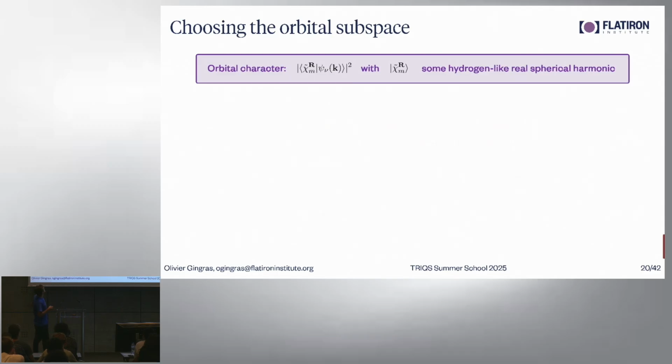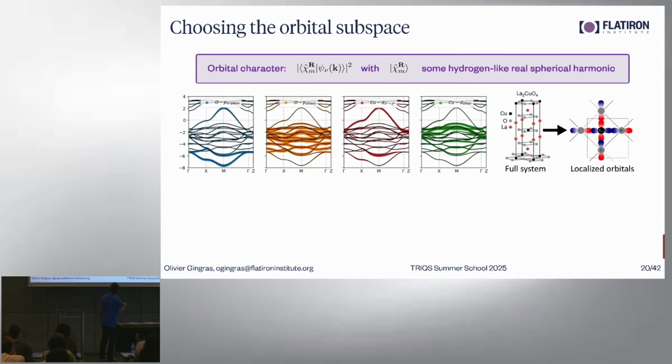When you need to choose the orbitals, you want to know what's active at the Fermi level. One very useful tool is looking at orbital character. All DFT codes have this feature, where they use hydrogen-like real spherical harmonics to look at the orbital character of their bands. You can compute the overlap of this constructed trial orbital onto the Bloch eigenvectors and plot the amplitude of these overlaps, and you get something like that. Depending on what you do in the tutorial this afternoon, you're going to see this.